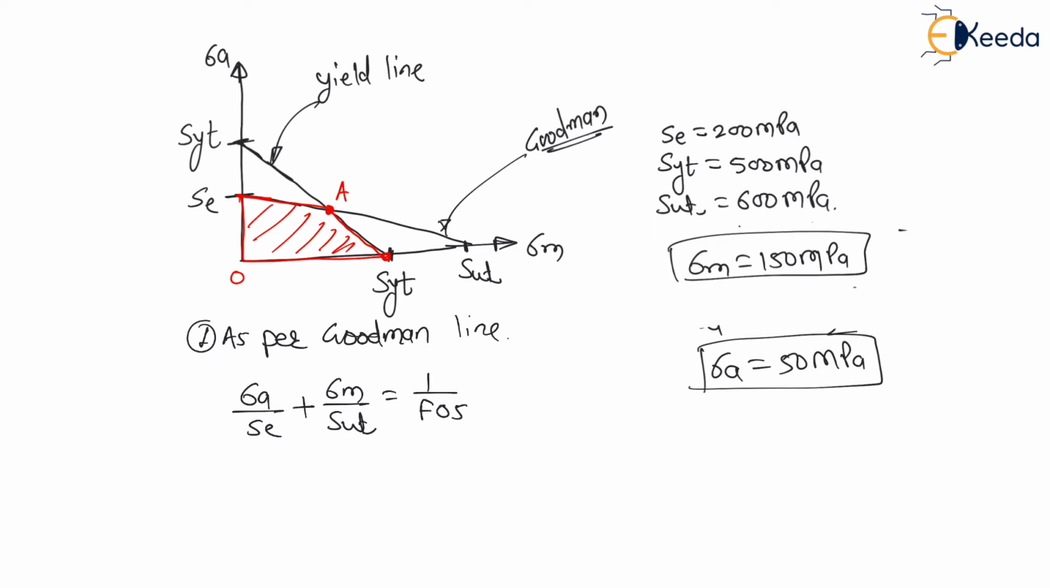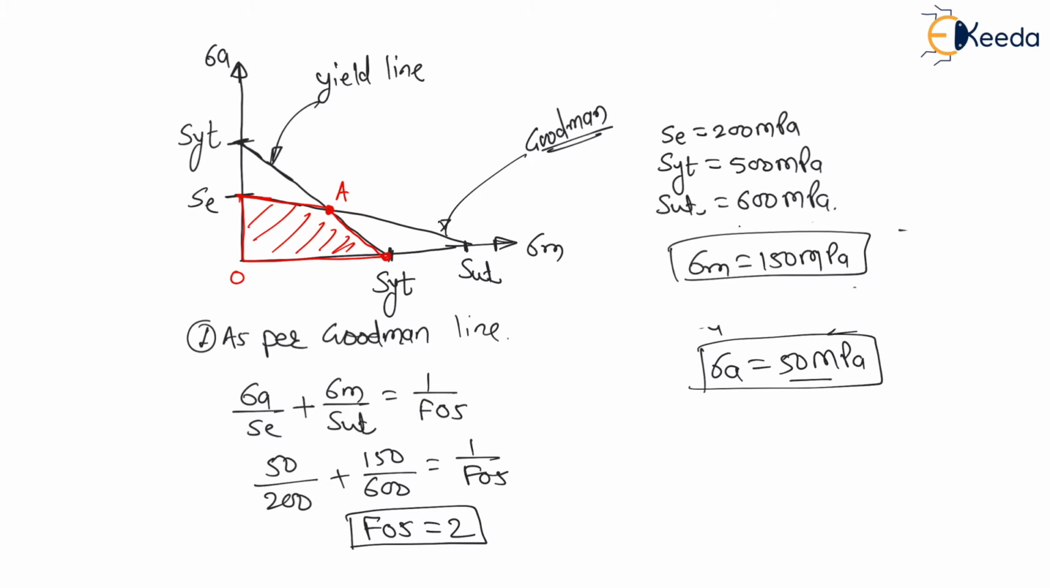This is the formula as per the Goodman line. Therefore stress amplitude is 50 divided by SE, which is 200, plus mean stress 150 divided by SUT, which is 600, equal to 1 upon factor of safety. This is the factor of safety as per the Goodman line, my dear students. So let us find this factor of safety. If I simplify this, I get a factor of safety equal to 2, as per the Goodman line. And now the second criterion: let us consider the yield criteria, right?